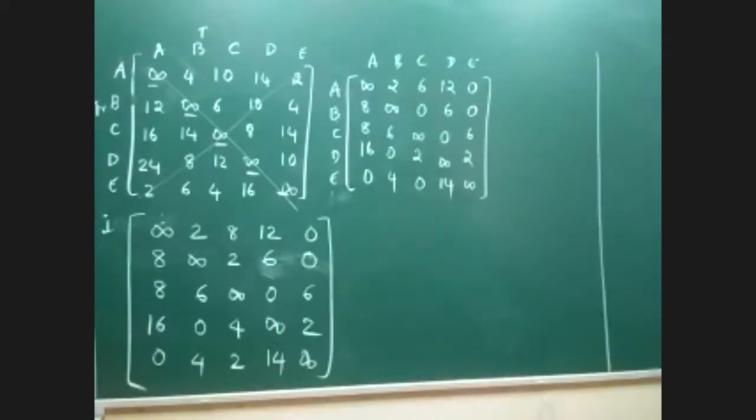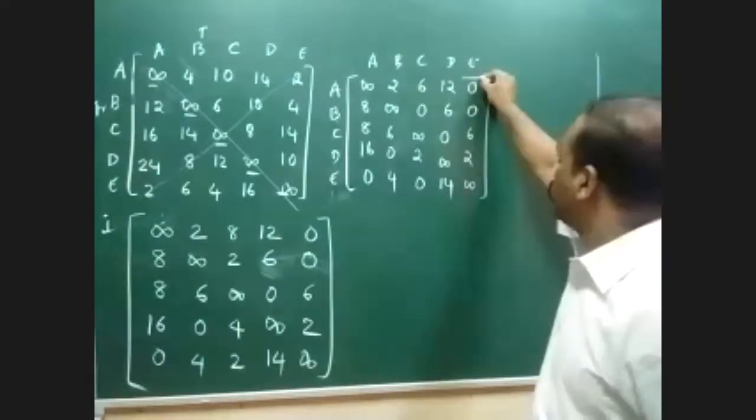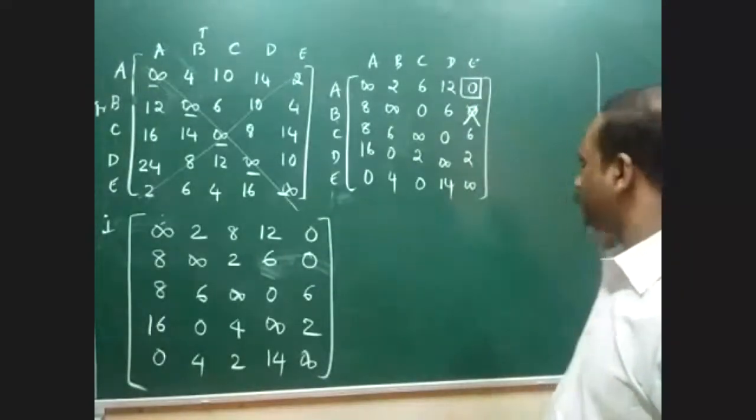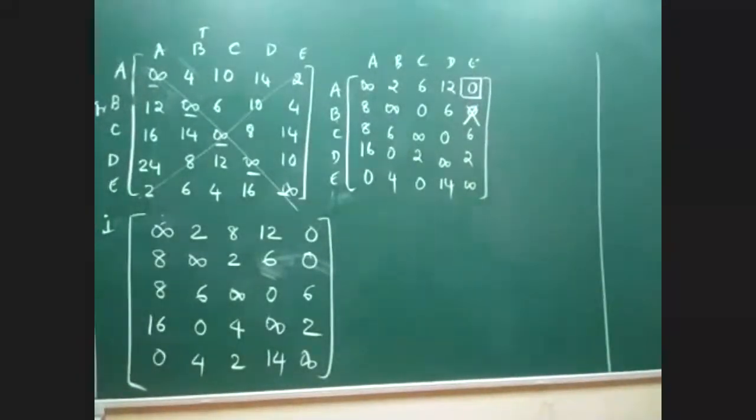Are there any single zeros in this particular matrix? Yes, sir, the first row. Very good. The first row has a single zero. I am supposed to allocate this. Then all zeros of that particular column get blocked. Now, do you have any single zeros? Second row. Third row.